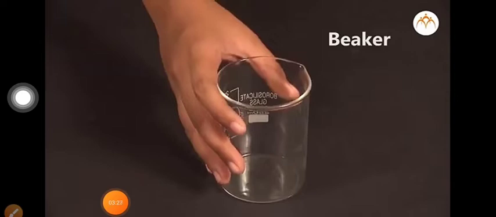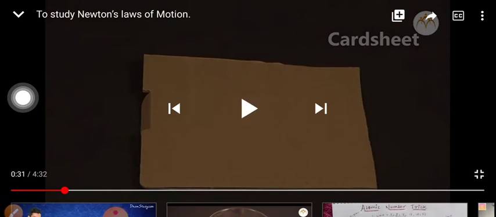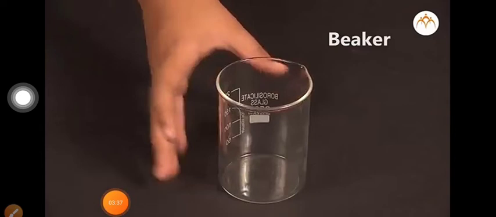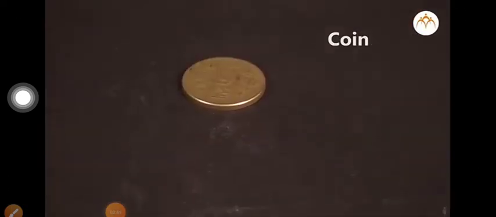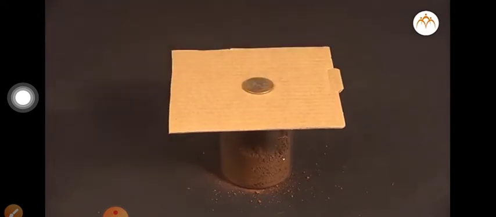For the first procedure we are taking the apparatus: beaker, sand, card sheet, coin. Take some sand in a beaker. Place a card sheet on it and keep a metal coin in the center. Now strike the card sheet with a flick of the finger.